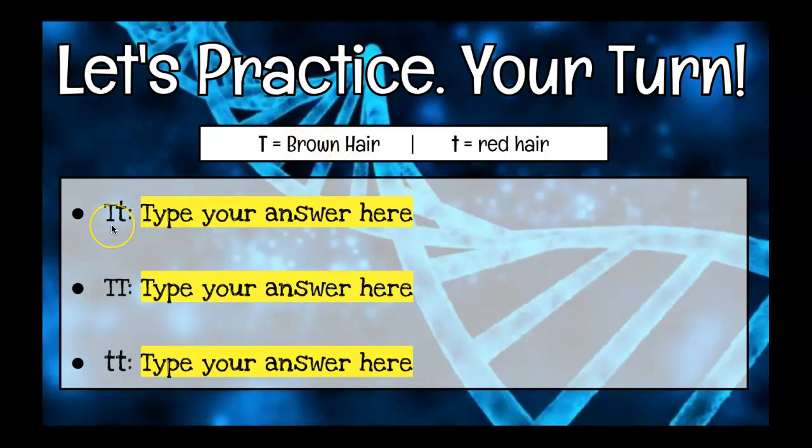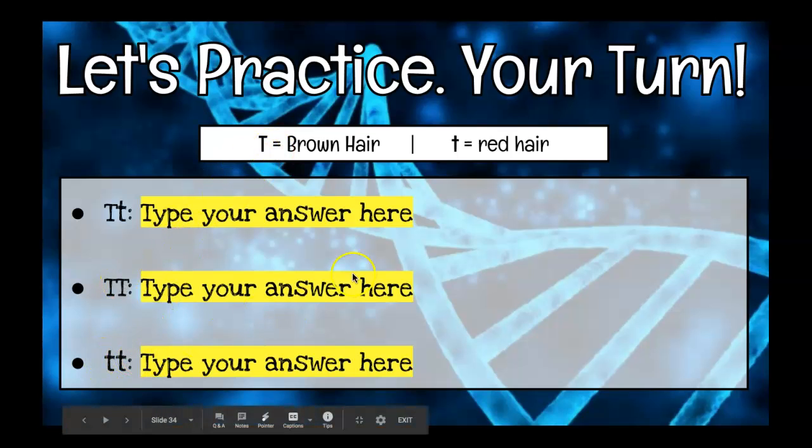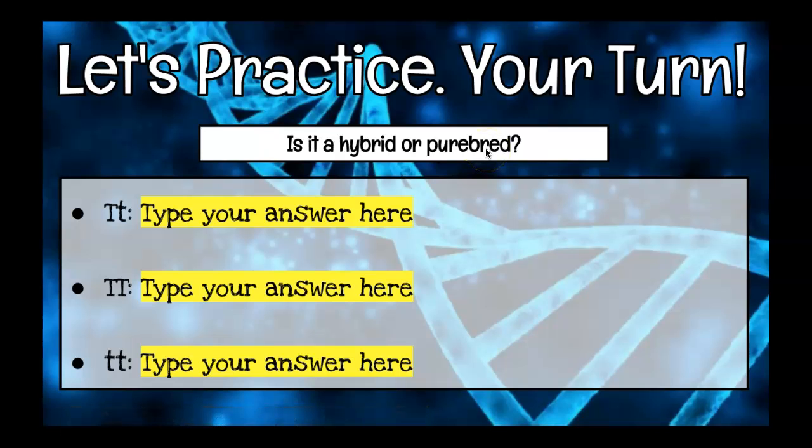If you were to have the allele combination of big T, little t, would you have brown hair or red hair? The correct answer would be brown hair because the capital letter always wins. If it's there, it's got the capital letter trait, the dominant trait. Big T, well, we only have one option. It's going to be brown hair. And then little t is going to give us the one recessive trait of red hair.